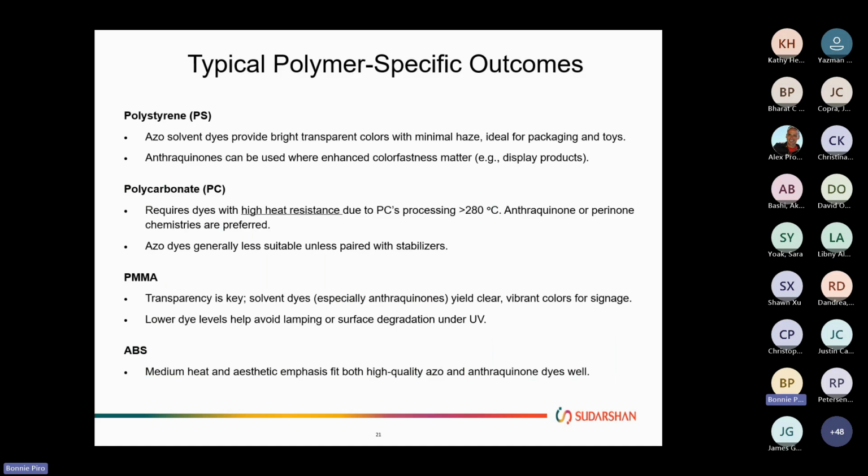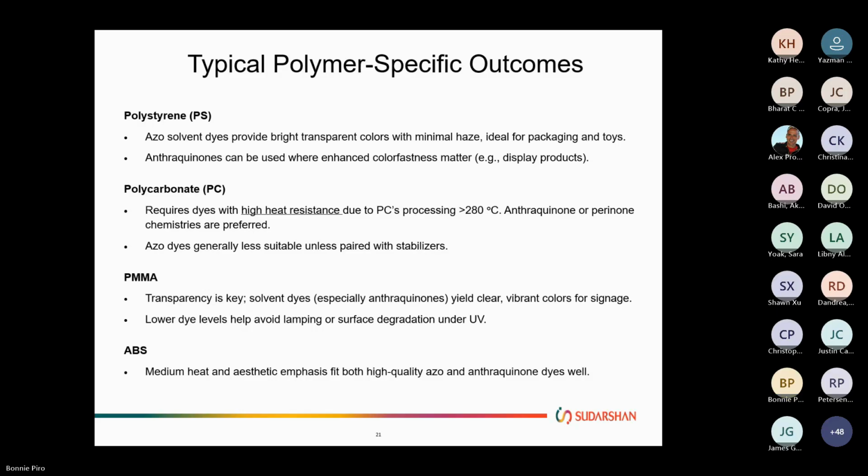So from a polymer side perspective, polystyrene, azos are okay because they do bring you those transparent colors in there, but you've got to pay attention to the heat stability profile that's required for the application. The anthraquinones, that's where that comes in, especially if it needs to have color fastness, where there's higher heat in the application or UV type of scenario that you might see.